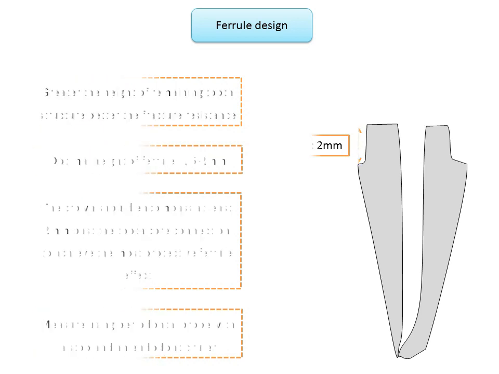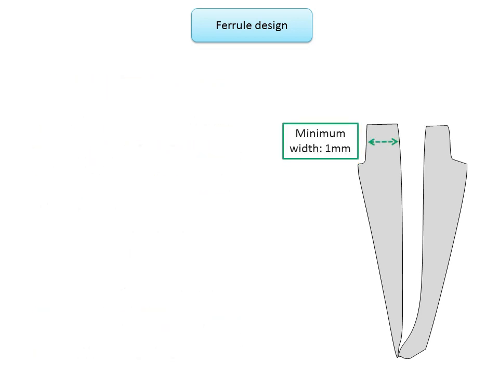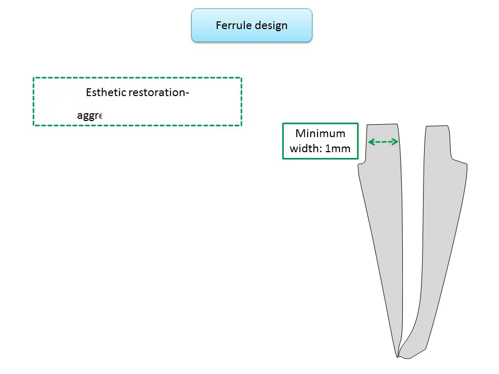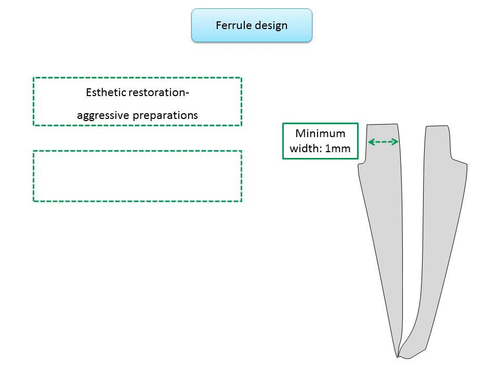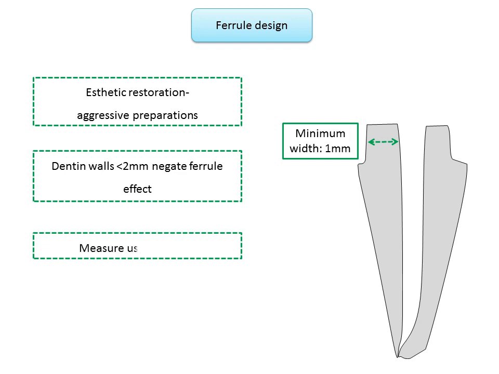The width of ferrule should be at least 1 millimeter. Aesthetic restorations often require fairly aggressive preparations at the gingival margin, and sometimes buccal defects such as abfraction may compromise the buccal dentine wall. It has been accepted that the walls are considered too thin if they are less than 1 millimeter in thickness and would negate the ferrule effect. The width of the remaining dentinal walls can be measured using calipers.